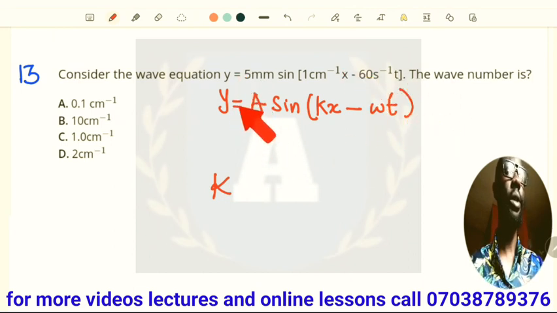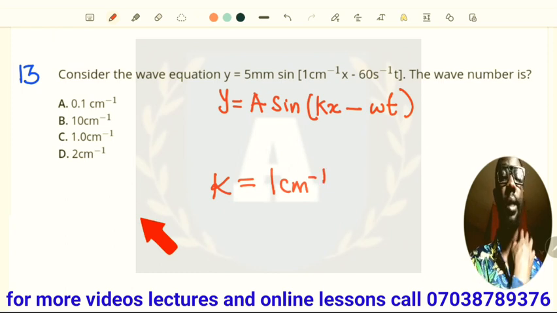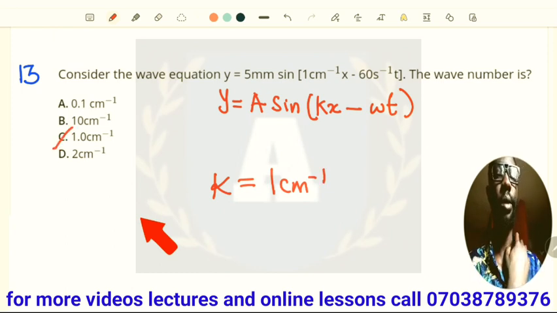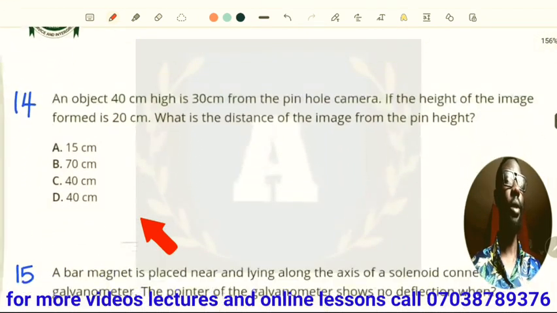So the y there, the amplitude, is 5 millimeter, then sine. Then we enter the bracket. Now similarly, corresponding to the bracket is 1 per centimeter. Then you have the minus. The angular frequency is 60. Then you have the time. Now this k is equal to 1 per centimeter. All right, that is option C. Quick one there. Now the next question, what does it say?